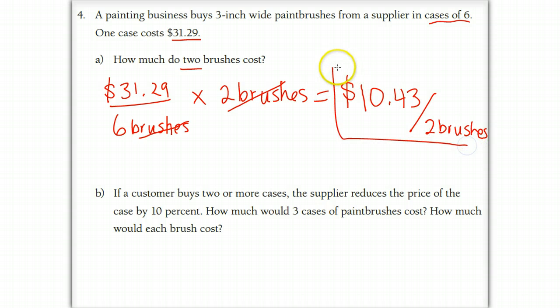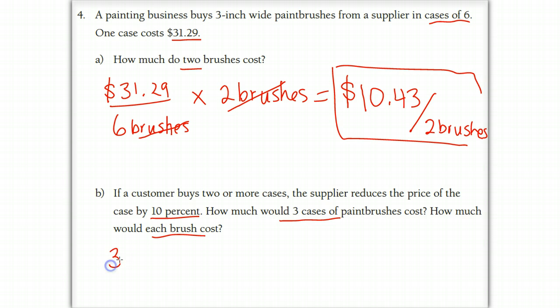Okay, now our next question: if a customer buys 2 or more cases, the supplier reduces the price by 10%. So how much would 3 cases of paintbrushes cost? And then how much would each brush cost? So a couple things here. If they buy 2 or more cases, it's reduced by 10%. So they're getting 3 cases, so their price is going to be reduced by 10%.